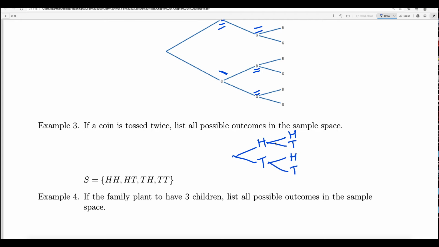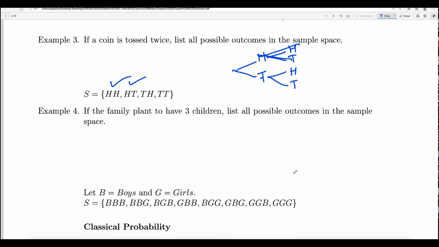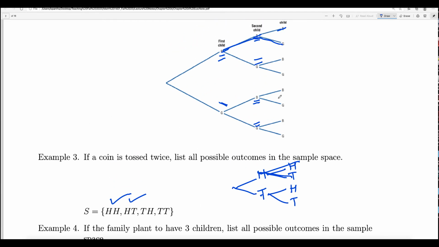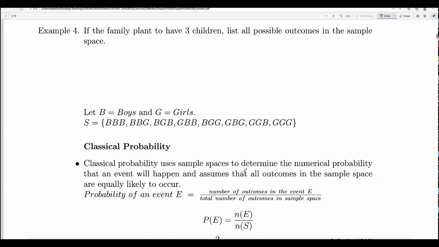Now how do you collect that? That is HH, HT, right? Similarly, TH and then TT. You see that? Similarly, I did the tree diagram for the boys and girls here. These are the outcomes if you collect all together: BBB, BBG, and so on.